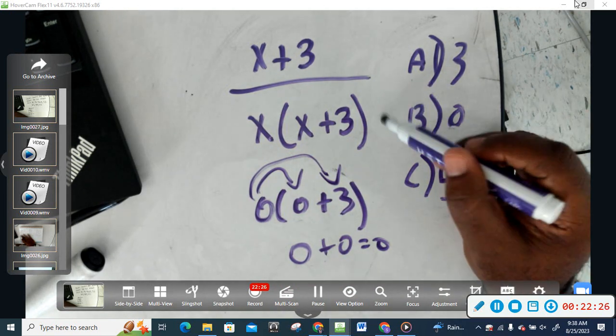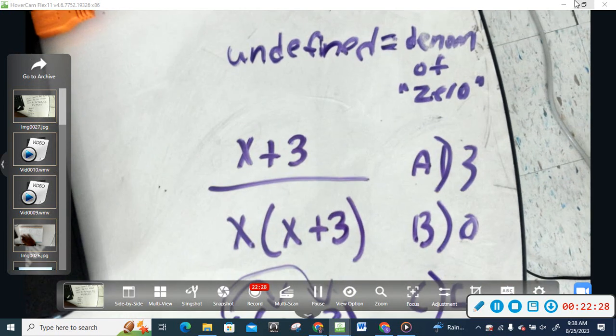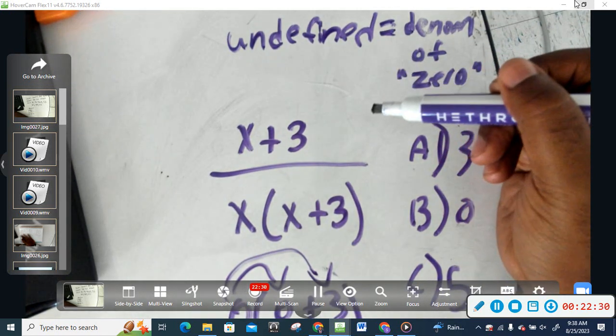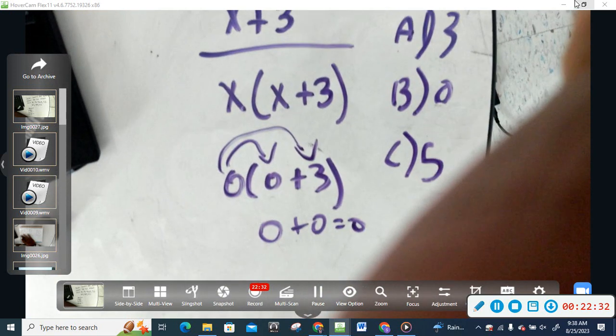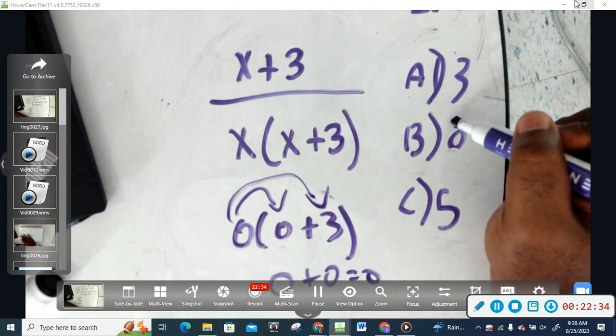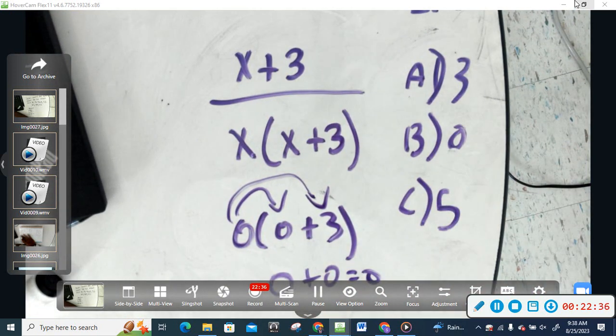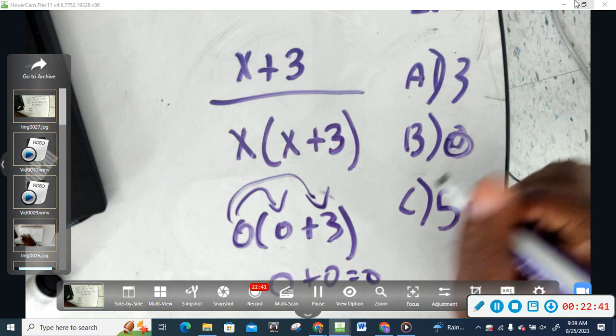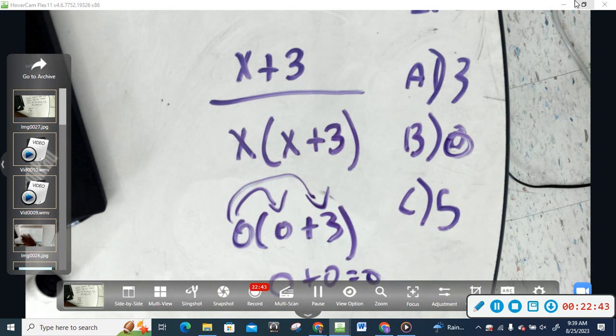So again, keep that in mind when you're thinking about undefined. I'm looking for something that gives my denominator 0. If I see multiplication, the simplest thing to do is pick 0, because I know that multiplying 0 by whatever is going to give me 0. So if you see undefined with the parentheses, keep that in mind.